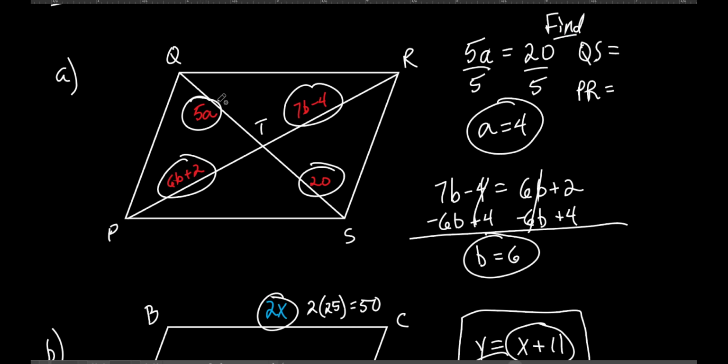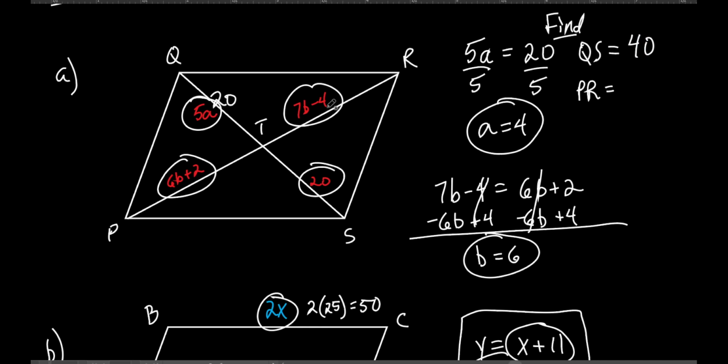So how would I find QS? Well, first of all, this is 20, right? So what's 5A? That's 20. So what's QS? It's 40. That's right. This is 20. This is 20. The whole thing is 40. So that's right there. 20 plus 20.